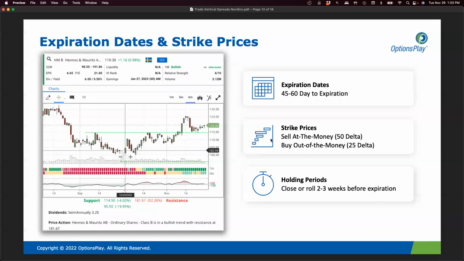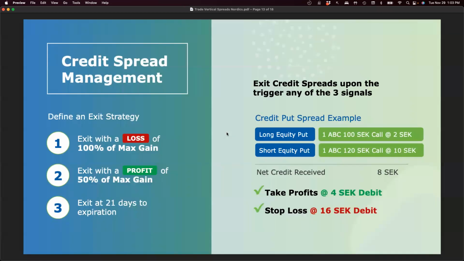So that's a little bit on how to construct these. Let's talk a little bit about managing these trades. With credit spreads, there are 3 rules for managing them: a stop loss rule, a take profit rule, and an exit rule based on time. If any of these 3 triggers at any time, it's time to get out of the trade, either at a profit, at a loss, or simply because you're getting too close to the expiration date.